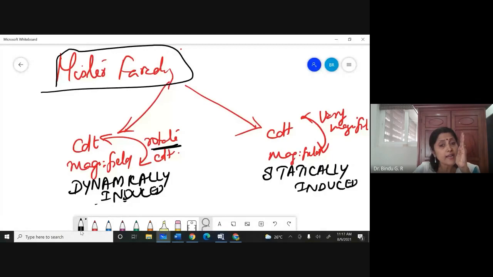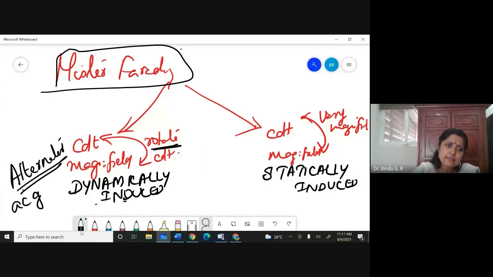You keep the conductor stationary and the magnetic field is rotated. This is how an alternator works in a generating station, or an AC generator. In a power station, we have a magnetic field and the conductors are rotating within the magnet.